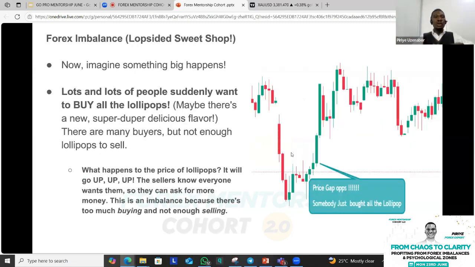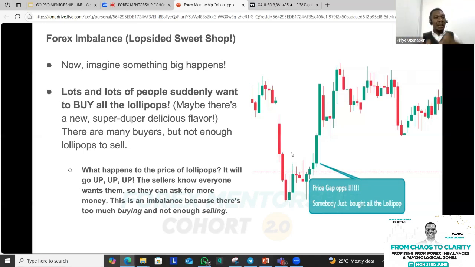Now let's look at liquidity. I've explained this again and again, but I still need to explain it because we have some newbies in the house. So I had to bring out this lollipop sweet shop. Let's assume that everybody wants to buy lollipop, okay? We have lots of people that want to buy lollipop. People are buying, people are selling. Then suddenly something happens. Lots of people suddenly want to buy all of the lollipops in the market. Maybe there is a super delicious flavor, or maybe there are just few in the market and people want to buy it.